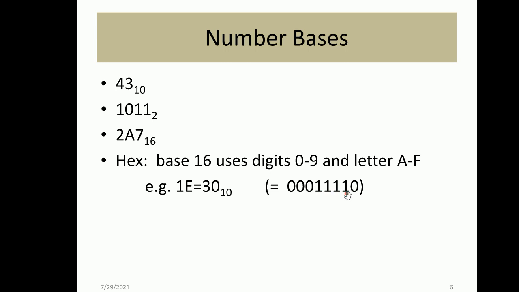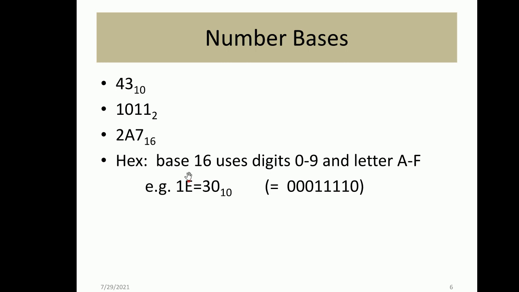Yeah? So does that work out? Does that correspond to 30 decimal? I'll leave you to check that. So 1110. What is 1110 in binary? It's 2 plus 4 plus 8 plus 16. And 16 plus 8 is 30. Okay.